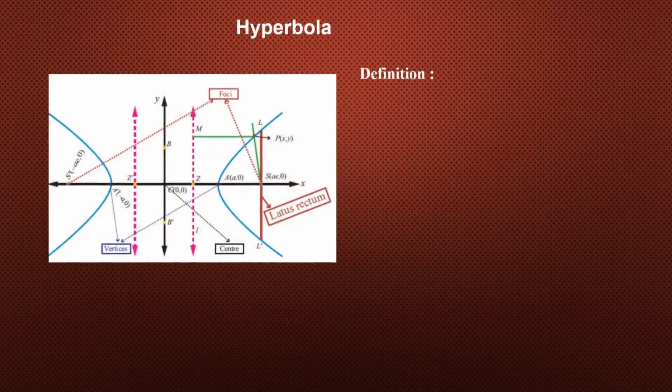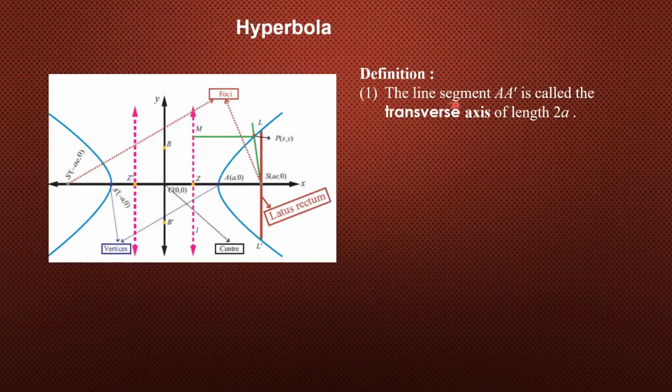Now we are going to see the definition of hyperbola. Before seeing that, look at this diagram. This is the curve of hyperbola. See the first point: the line segment AA' is called the transverse axis of length 2a. This line segment A and A' is called the transverse axis. In ellipse, this is called the major axis. The distance from A to A' is 2a.